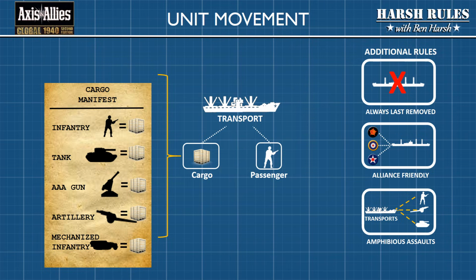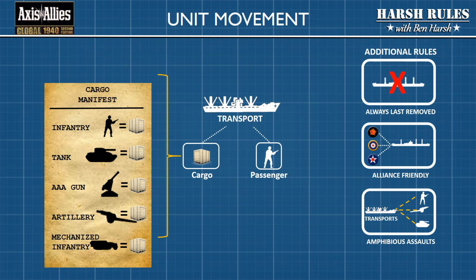While we're talking about movement, let's cover off on the transport. Transports cannot conduct combat and are primarily used to transport land units. A transport has cargo space for 1 infantry unit and either a 2nd infantry unit or one of the following: a tank, an AAA gun, an artillery unit, or a mechanized infantry unit. Some additional rules regarding transports. In naval combat, they are always the last unit removed. They can be used cooperatively to transport units from nations on the same side of the conflict.